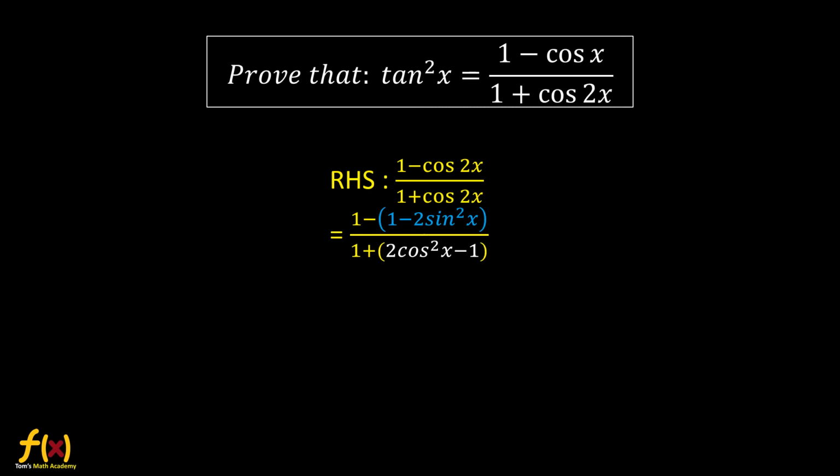Then what is the numerator simplified to? We will get 2 sin square x. In the denominator we cancel 1 and minus 1. We get 2 cos square. 2 and 2 cancel. Sin square x over cos square x will give us tan square x. That is our LHS.